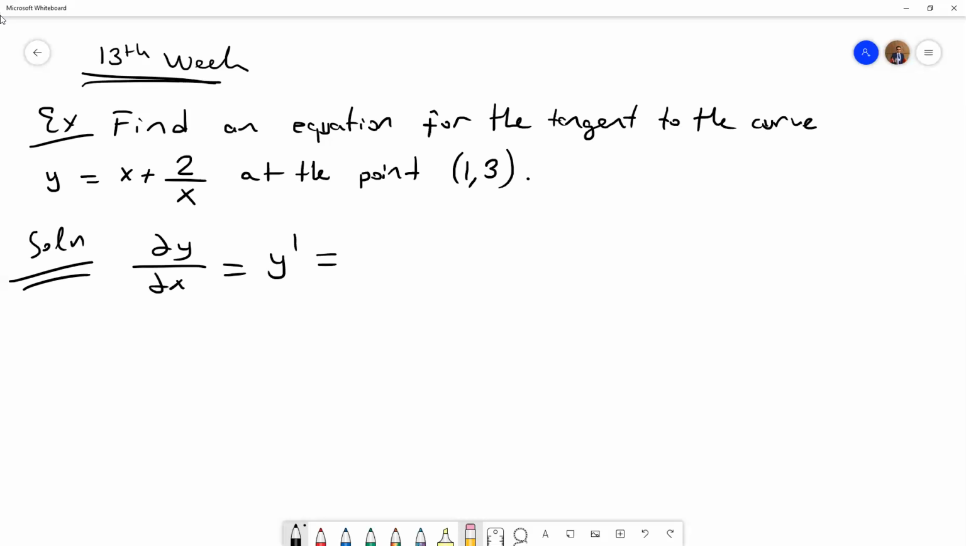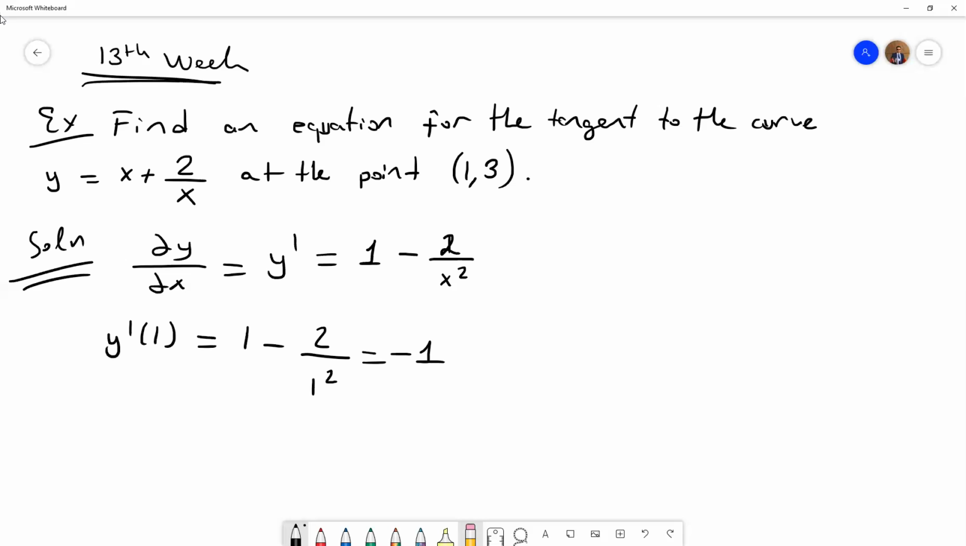So, derivative of x is 1, and derivative of 1 over x is, you see, minus 1 over x squared, and we have 2 here also. So finally, to find the tangent at the point 1, 3, we have to put 1, that is this one, 1 squared, and we find minus 1.